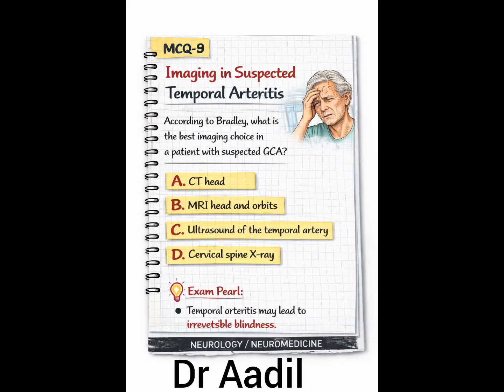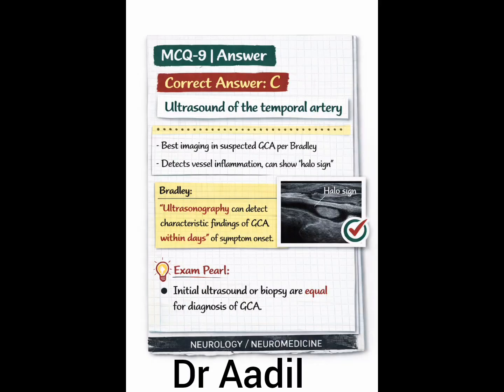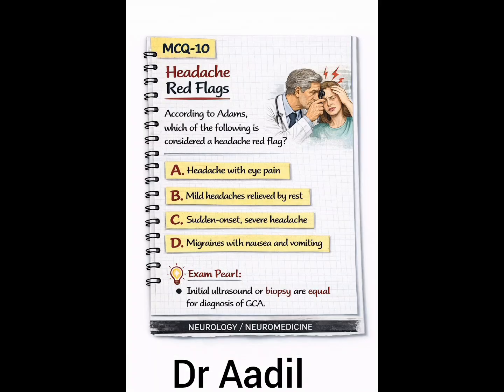Let us move to the MCQ number 9. In a patient with suspected giant cell arteritis, what is the best imaging modality? The answer is ultrasound of the temporal artery. The halo sign supports vascular inflammation. One last and an important MCQ.